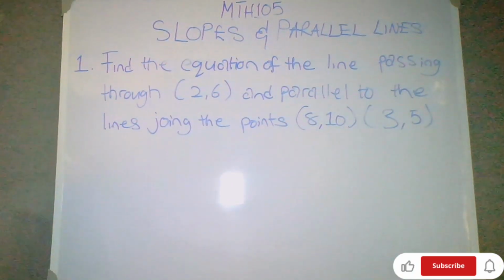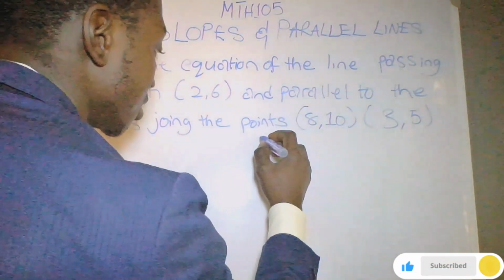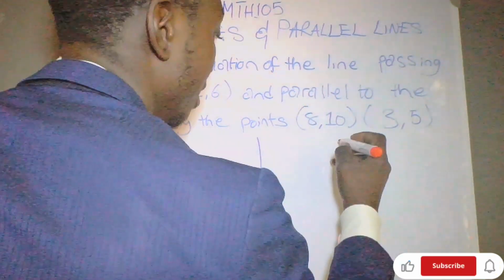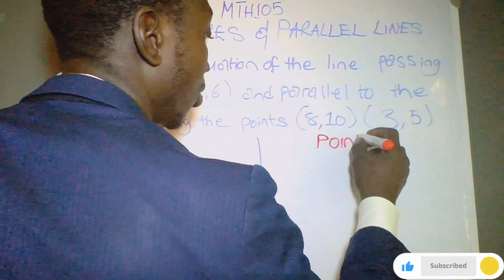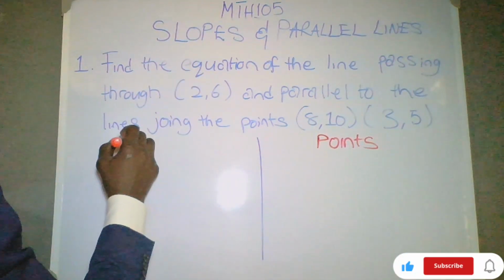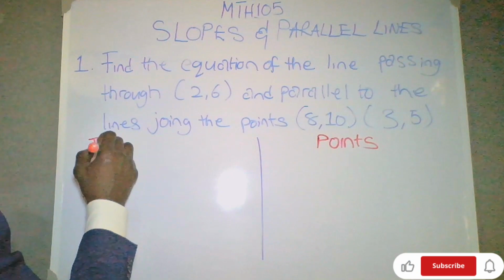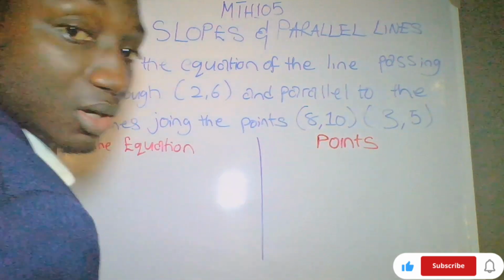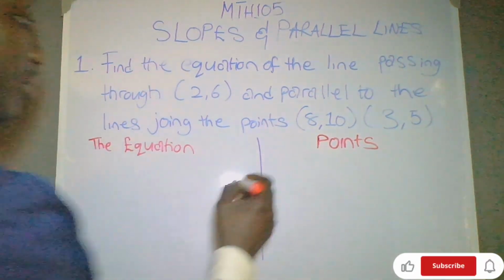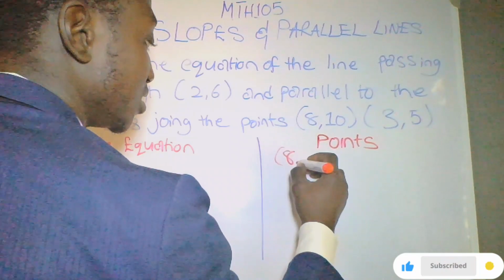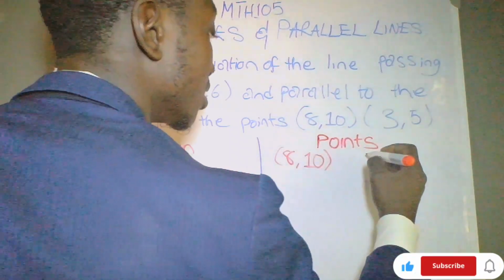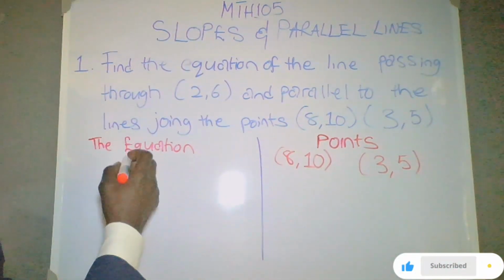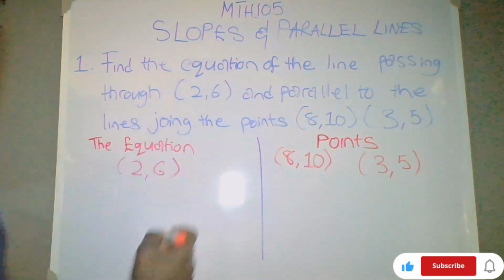To solve this, let's divide the board. Then we have the points, then we have the equation. I hope this is clear enough. For the points, we have 8, 10, 3, 5. For the equation, we have 2, 6.